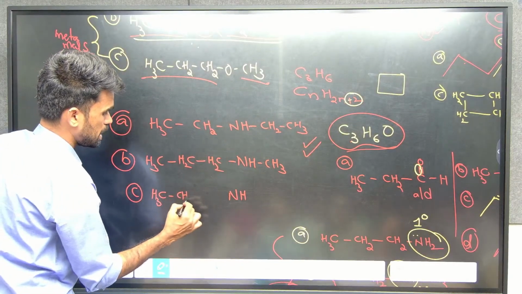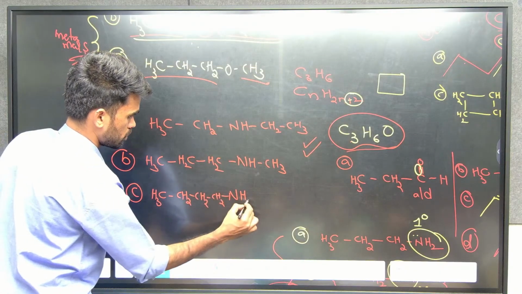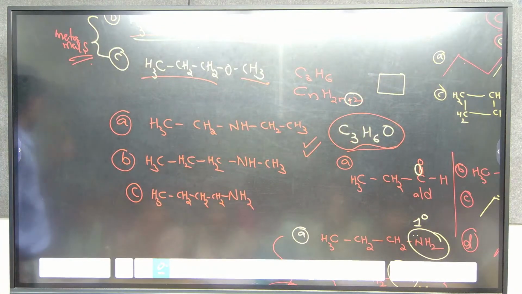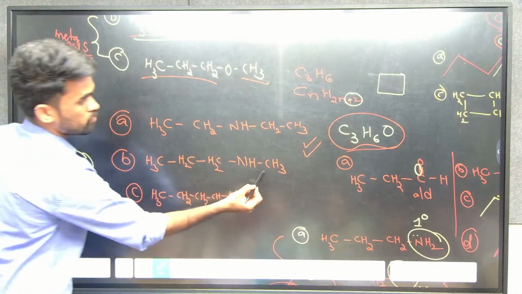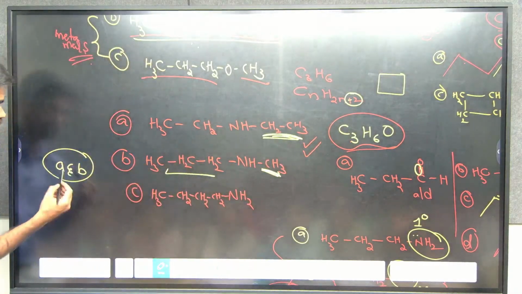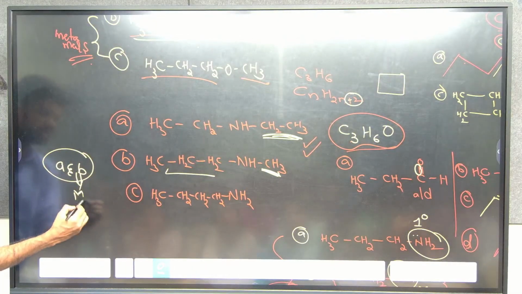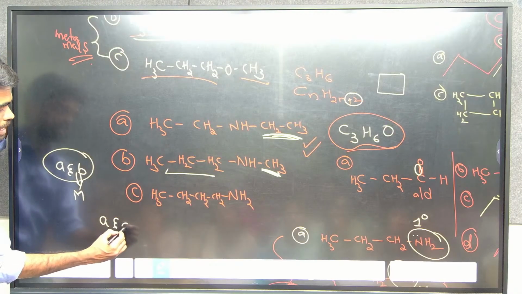So tell me what is the relation between A and B? So they differ in what? Here methyl, here it is ethyl, here it is propyl. So what do we mean by relation here? Metamers, I can say. Between A and C, and B and C.